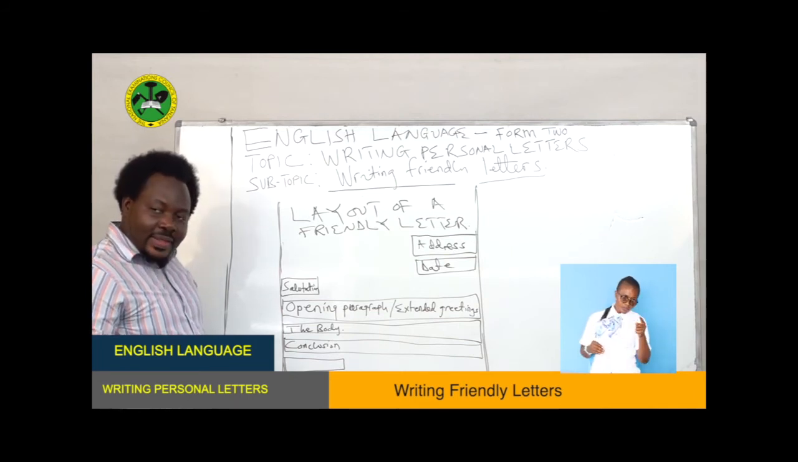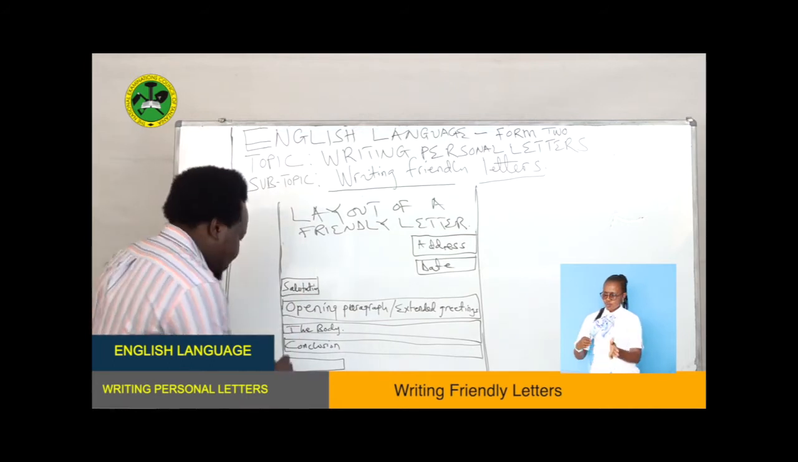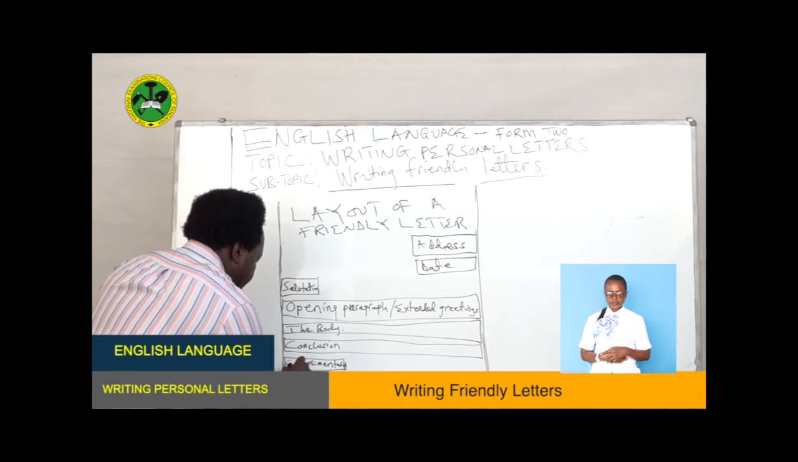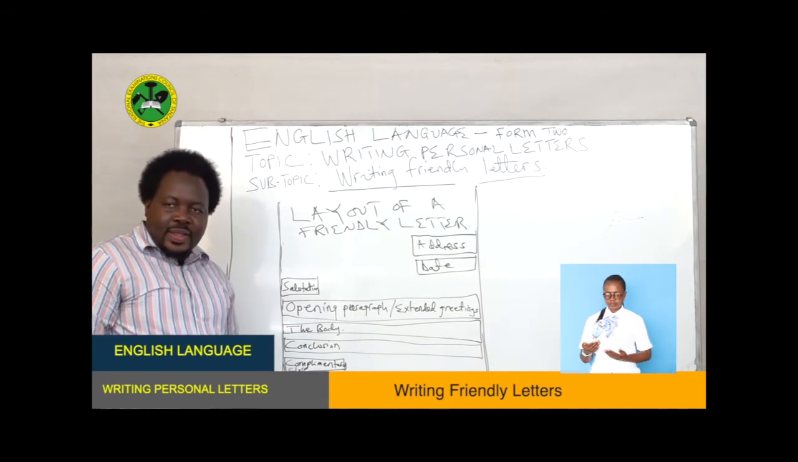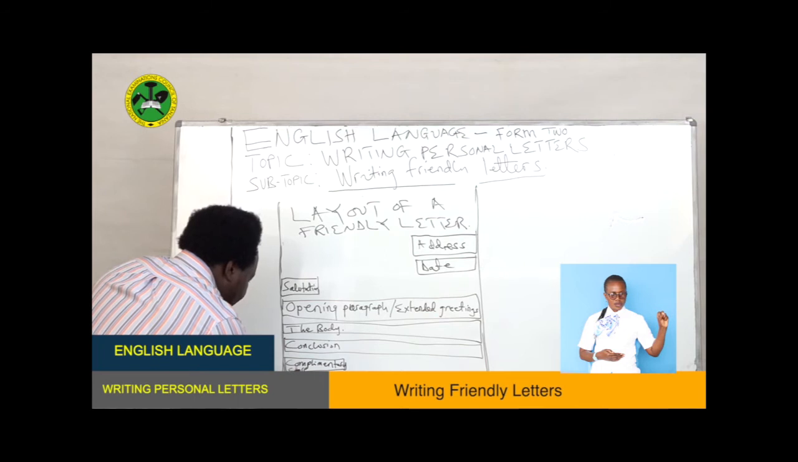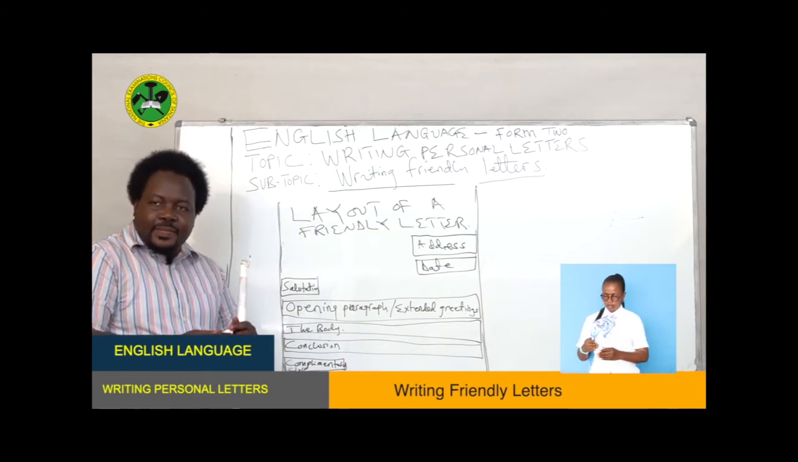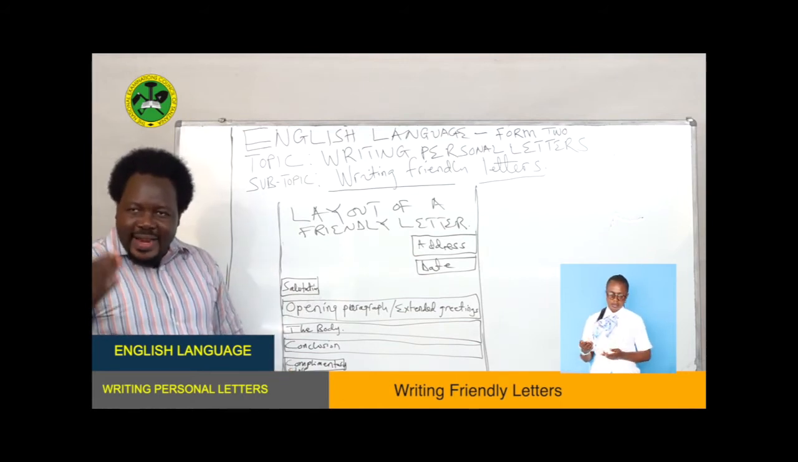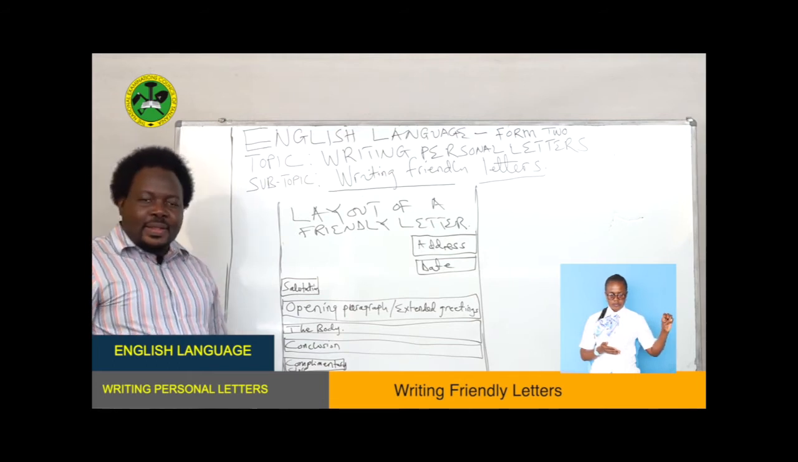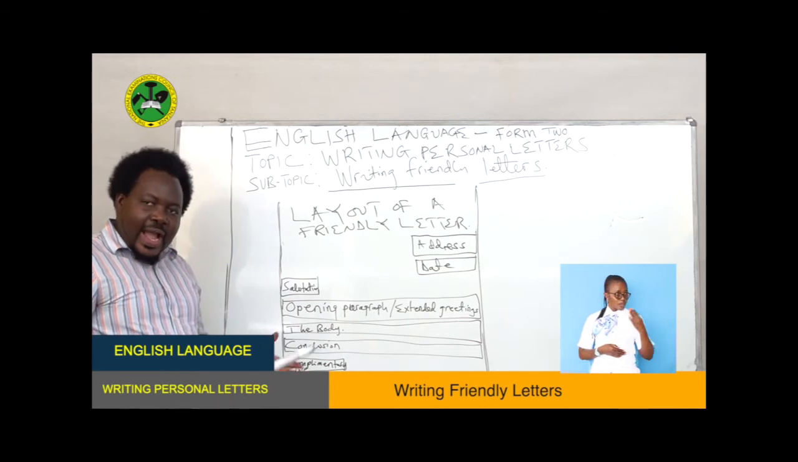After conclusion, what next? Do you remember? Can you name? Here we have the complementary clause. Others call it complementary closure. It's okay, complementary clause. Then, writer's name. The name of the writer. If you are the one writing a letter and your name is Salome, here we are going to see your name. We are going to see Salome here. My dear students, this is a layout on how a letter is written.